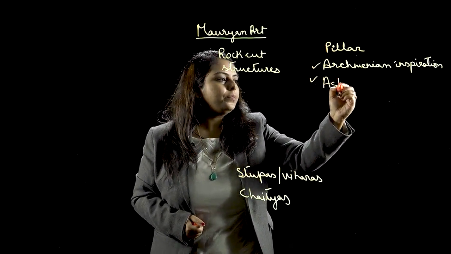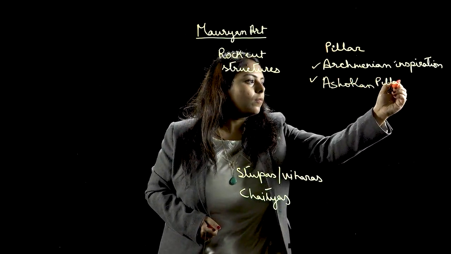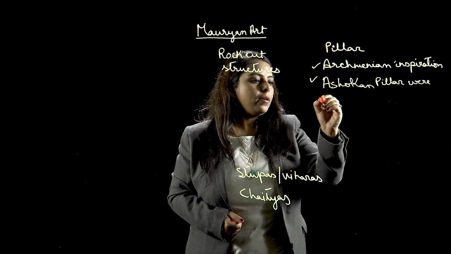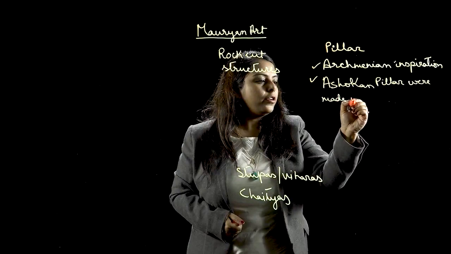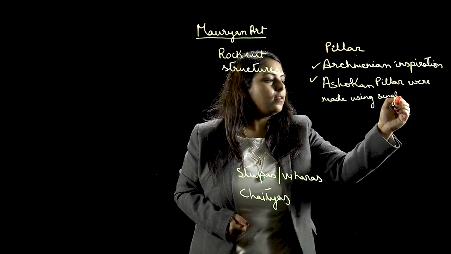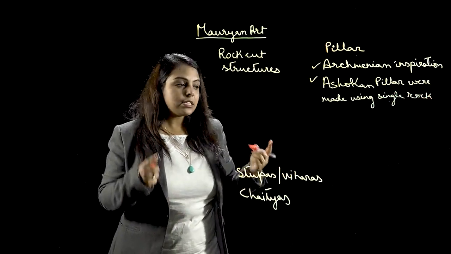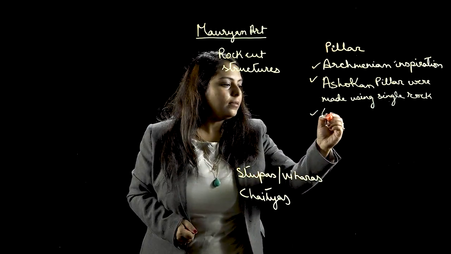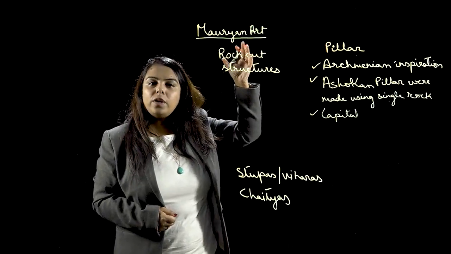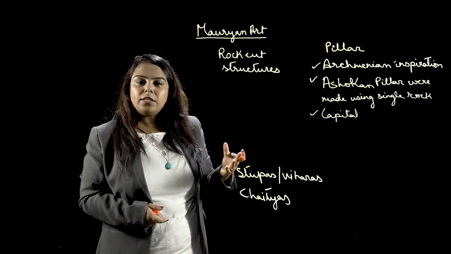Ashokan pillars were made using a single rock. Then this pillar had a capital. So, on the top of the pillar we see an animal figure, that is the capital. So, which animals were used?